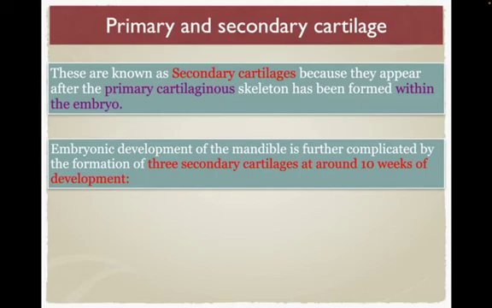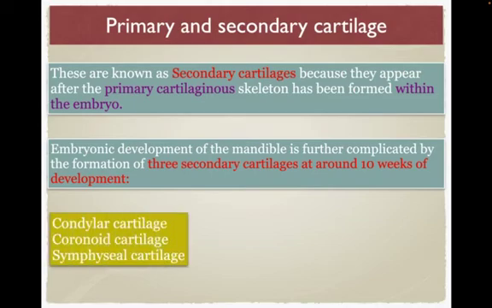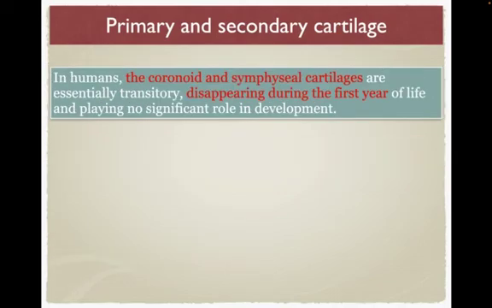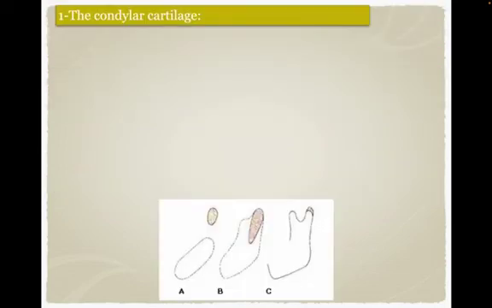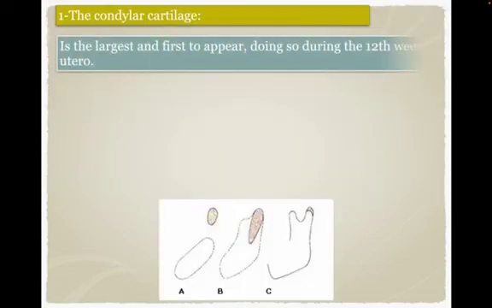Now, during the development of the mandible, we will have 3 secondary cartilages at around 10 weeks of development: the condylar cartilage, the coronoid cartilage, and the symphysial cartilage. Now, the coronoid cartilage and the symphysial cartilage are usually transient, and will disappear during the first year. Usually the symphysial one will stay for 1 year, while the coronoid cartilage will close even before birth. And we have for sure the condylar cartilage, which lasts until the age of 20, the longest of all of them. So what's going to happen with the condylar cartilage?